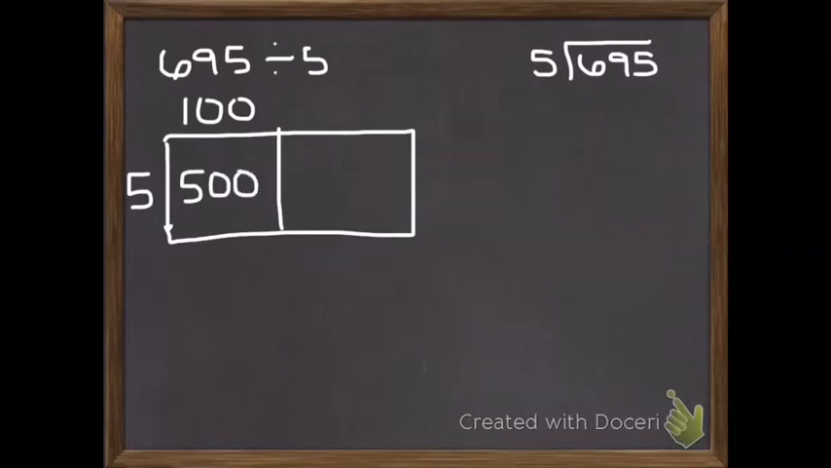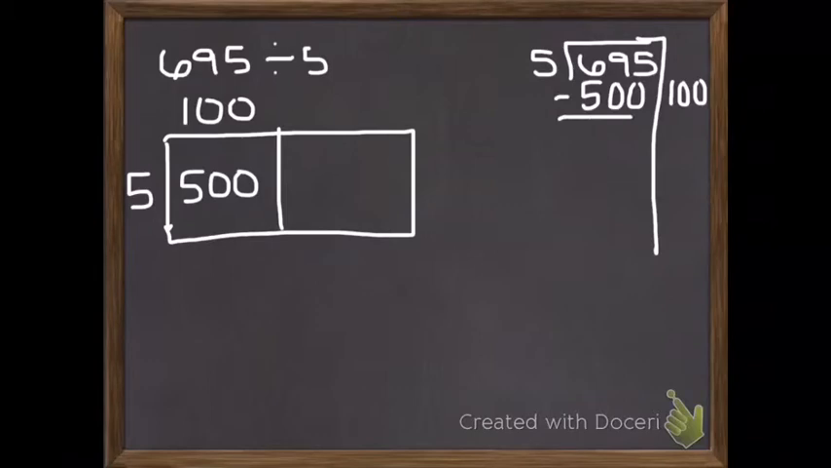I'm going to show that over here on my Big 7 model. I did 5 times 100, which is 500, and then I just subtract that from my dividend. That leaves me with 195 remaining. So I'm thinking 5 times what will get me close to 195? I know that 5 times 100 is too much, so I'm going to start thinking about multiples of 10.